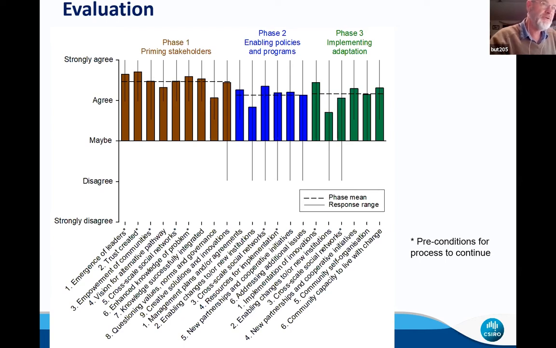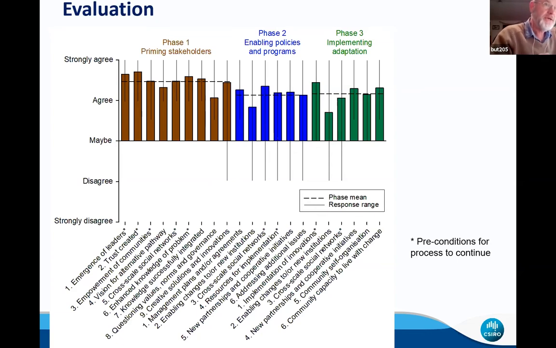What we did is we interviewed our key stakeholders in the project, our key partners, and we asked them to give a score of 1 to 5, 1 being strongly disagree and 5 being strongly agree, and then they could score between the 2 as well. We asked them to give us a score and give us a story as well around each of these indicators.